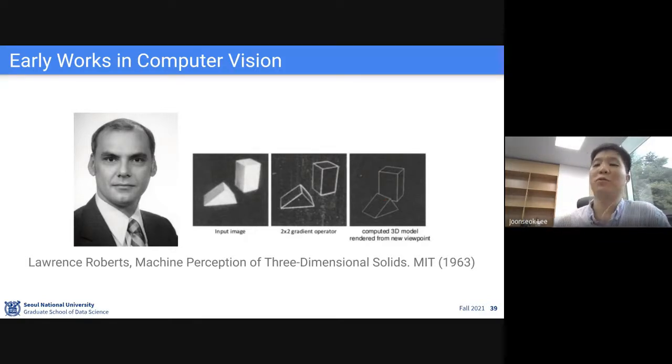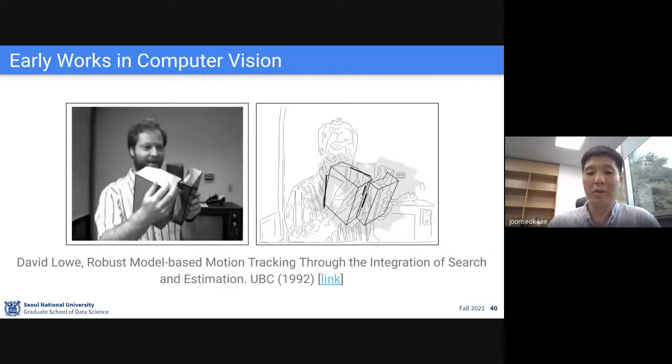So what should we do? How can we compute these pixel values? That is the emergence of computer vision in history. And later, very slowly, the area was developed.